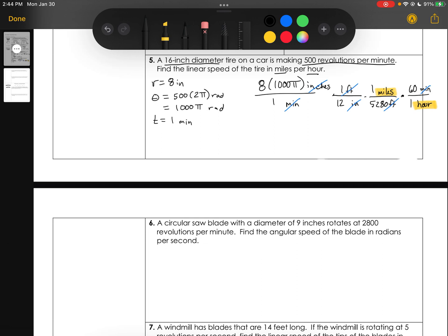So from here, we can multiply straight across 8 times 1,000 times 1 times 1 times 60. And then all divided by 1 times 12 times 5,280 times 1 again. And it leaves us with 23.8 miles for every hour. So all of these conversion factors go together, and in this case we don't need angular speed, they just ask for linear speed. So the linear speed that we're going to see in this case is 23.8 miles per hour.